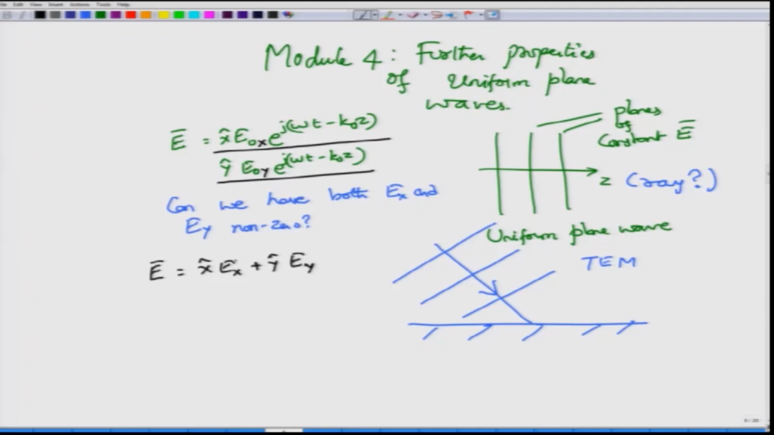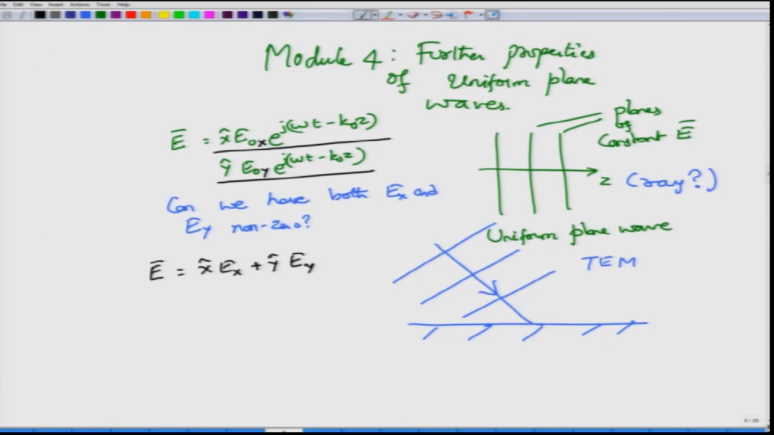So, where Ex is E0x e^(j(ωt − k0z)), and Ey is E0y e^(j(ωt − k0z)). Please note that the values of k0 and ω are not functions of x and y, not functions of the direction in which the electric field is oriented, because this medium is what is called an isotropic medium. For an isotropic medium, the properties of the fields do not depend on the direction in which the electric and magnetic fields are oriented.